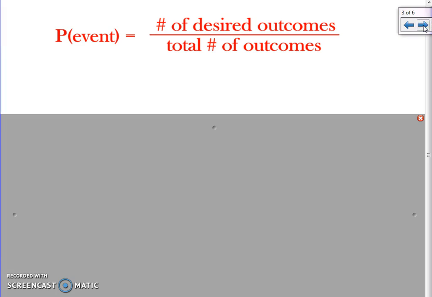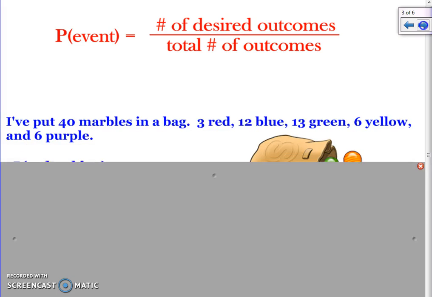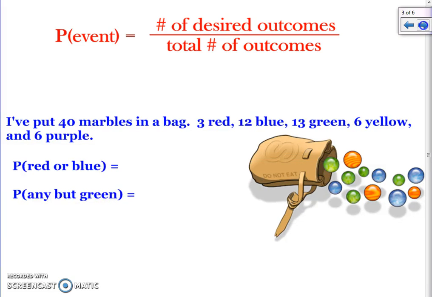All right, so jumping into that probability. Probability of some event happening is the number of desired outcomes out of the total number of outcomes. Okay, so let's look at this situation right here. We have 40 marbles in a bag. We have all of these colors listed here. I want to know the probability of picking a red or a blue marble out of the bag. Okay, so based on this equation up here, what's the bottom number going to be? Total number of marbles is 40.